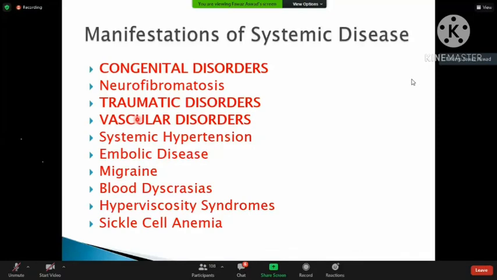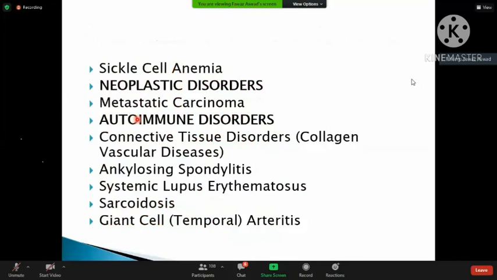Manifestation of any systemic disease, whether there is a congenital disorder, traumatic, vascular, or blood disorder such as sickle cell anemia, neoplastic disorder, metastatic carcinoma, in addition to the multiple autoimmune diseases which are going to affect it: connective tissue disease, other autoimmune diseases such as SLE, sarcoidosis, giant cell temporal arteritis.